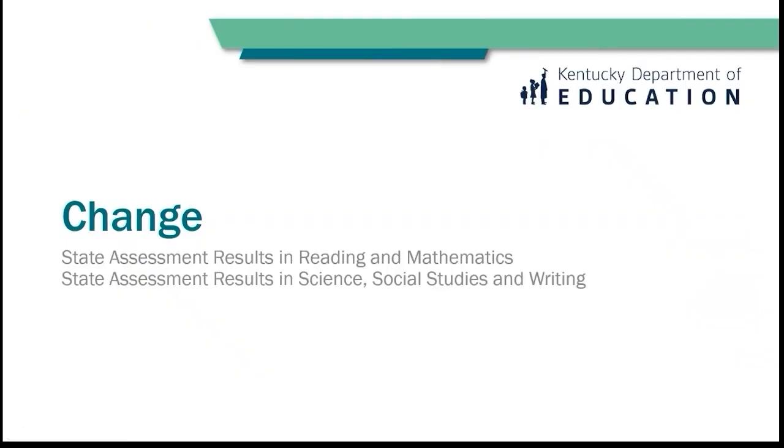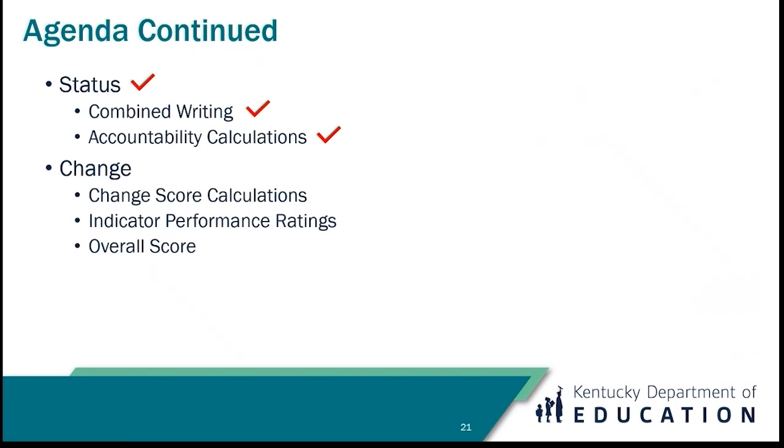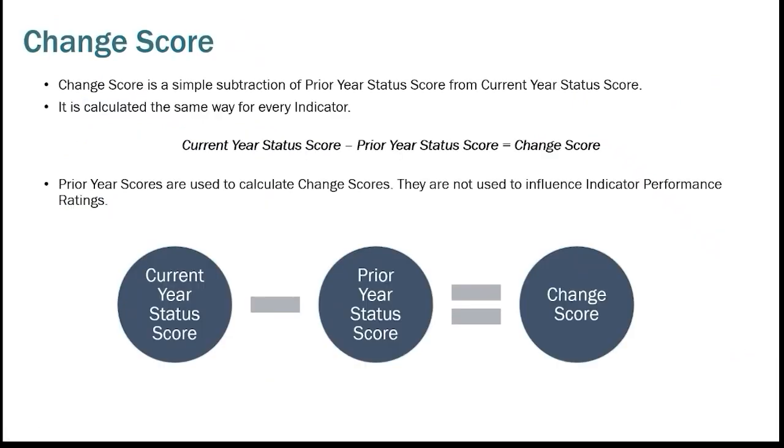So for this section of the training, I'm going to focus on change. We've reviewed the details regarding status, including information about combined writing and status accountability calculations. So let's move on to the specifics for change. I'll cover change score calculations, indicator performance rating, and finally, how to determine your overall score. The change score calculation is pretty basic.